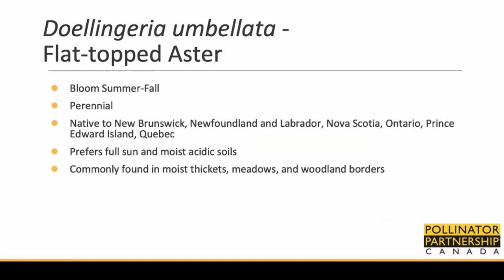Flat-topped asters range is mostly in the eastern parts of Canada, preferring full sun and moist acidic soils. You might find them in meadows, bordering the edge of a forest, or in moist thickets.